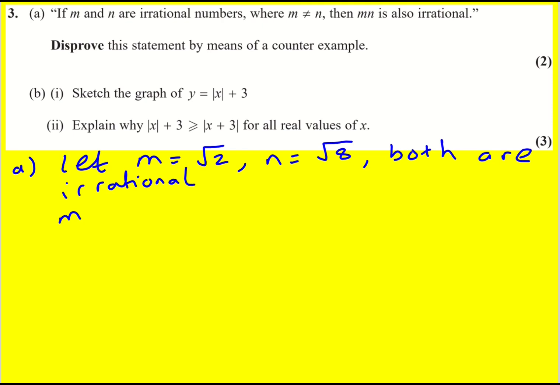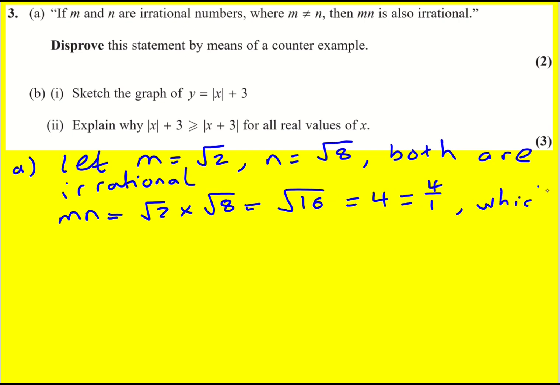So then we just need to follow through. So mn is root 2 times root 8, which becomes root 16, which is 4, which is 4 over 1, which is rational, because I've just literally written it as a fraction. And this counterexample disproves the statement.